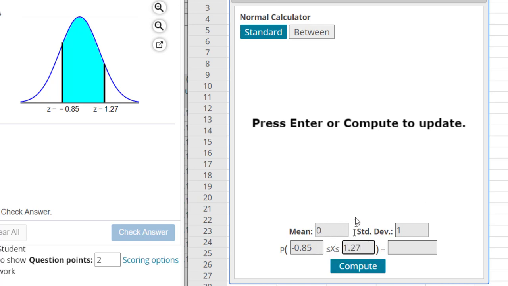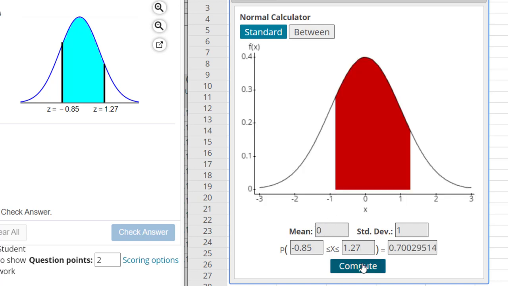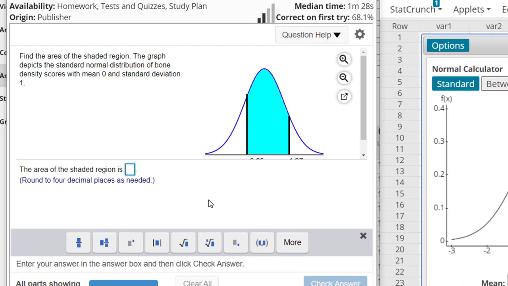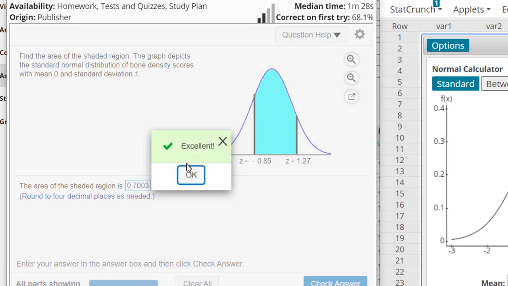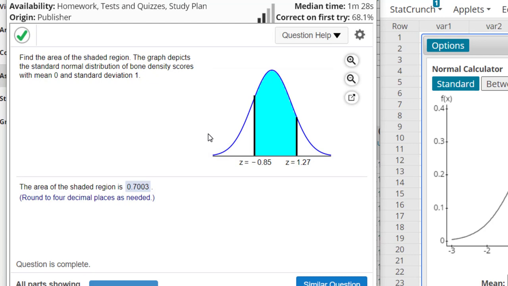So once you put that info in, now you can hit compute, and it'll give you how much area, or how much probability, is between those two values. So if you do 4 decimal places, you'll do 0.7003 on this one. And that's basically how you do the problems that ask you to find probabilities using StatCrunch.